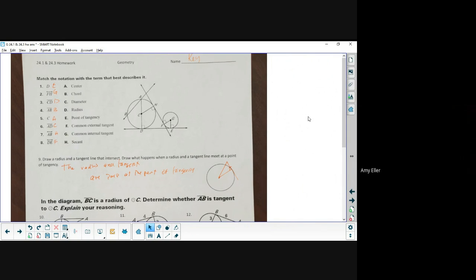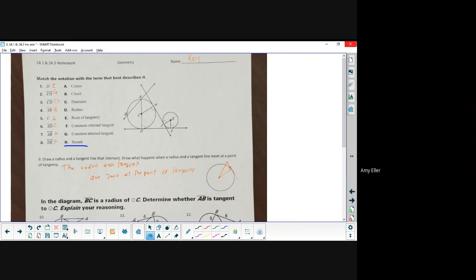You can correct it with your pen. 1E, 2G, 3D, 4B, 5A, 6C, 7H, 8F. Let's talk about secant, because we haven't done secant yet today.